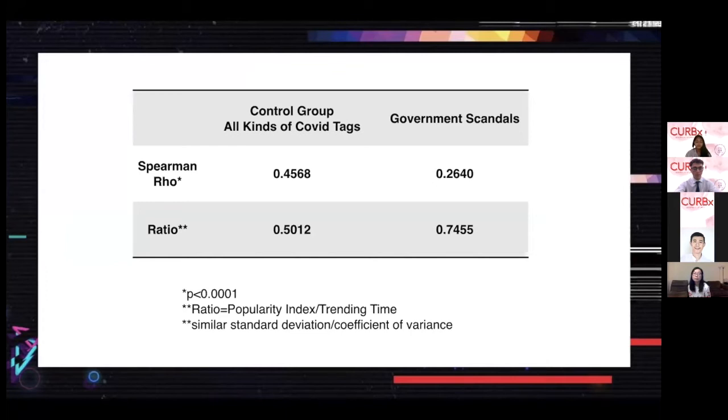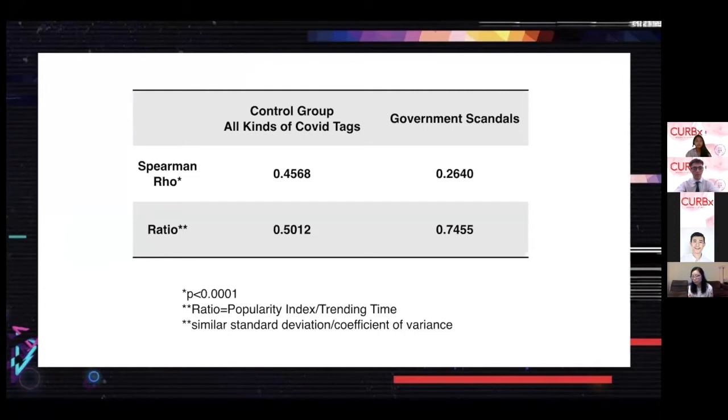And on the other hand, we have the comparison group of government scandals. So these are the things that the government really doesn't want to appear on social media. And as you see, there's a significant drop in Spearman rho from 0.45 to 0.26.